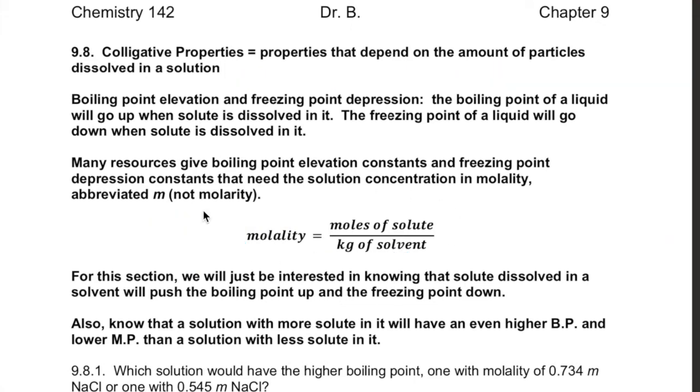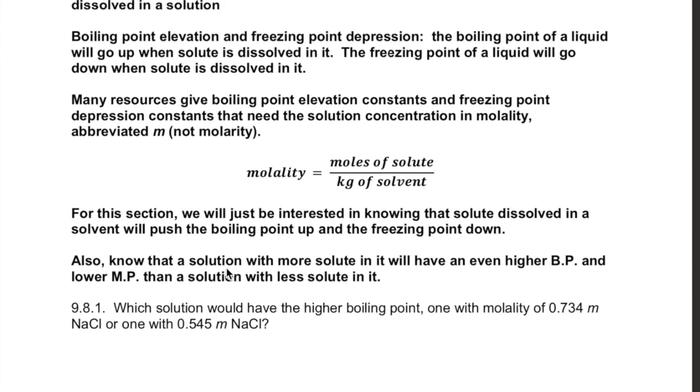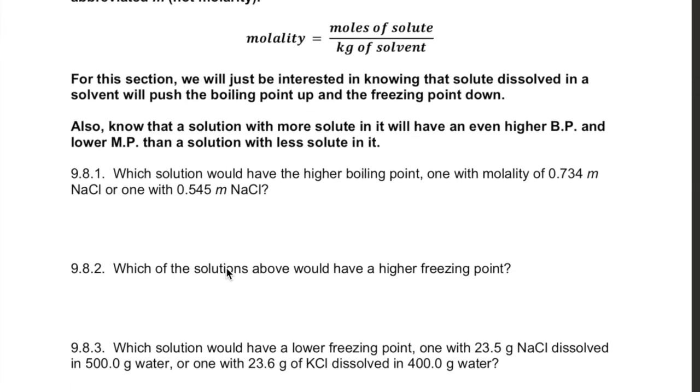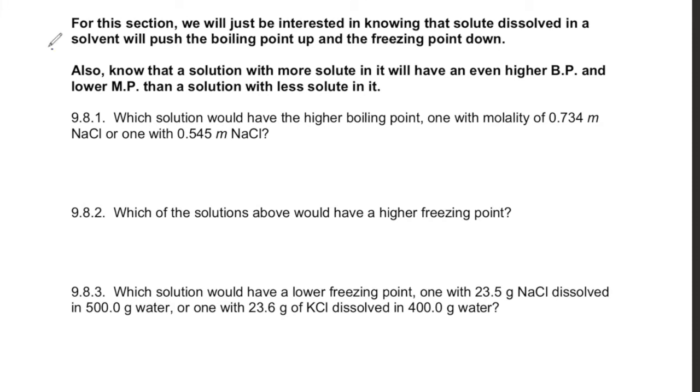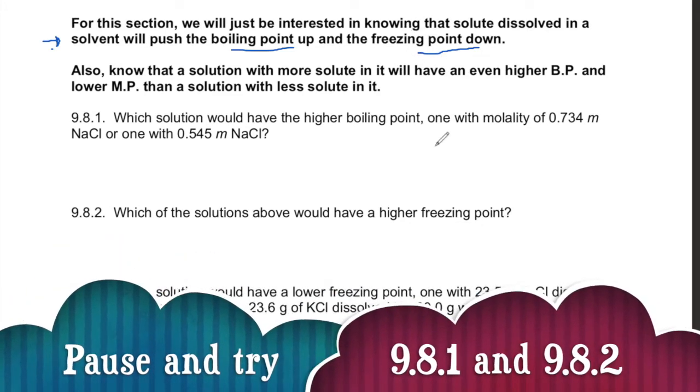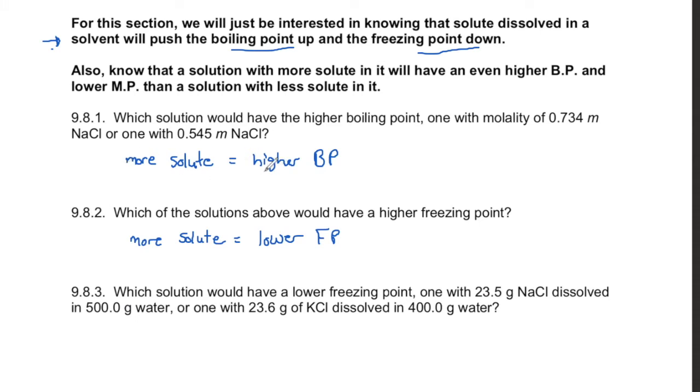But we are not going to calculate the molality of things. We're just going to take a look qualitatively to what's happening in these solutions. So we just want to know that the more solute we have in a solution, the further up the boiling point is going to be elevated, and the further down the freezing point is going to be depressed. All right, so here I've written out a little summary of what we've learned here. The more solute a solvent has in it, the higher the boiling point of that solution, and the lower the freezing point of that solution.